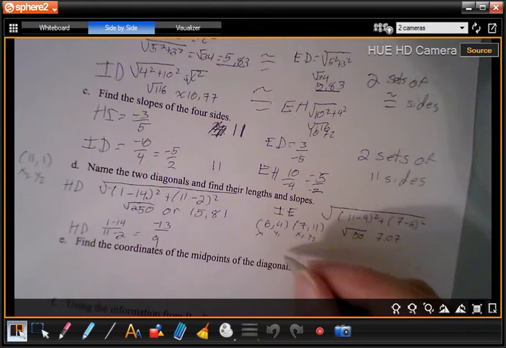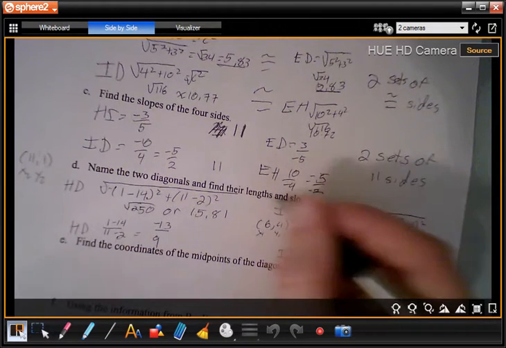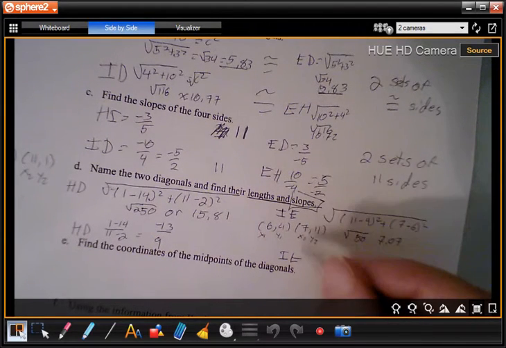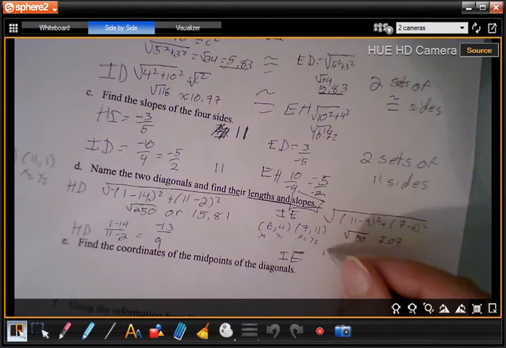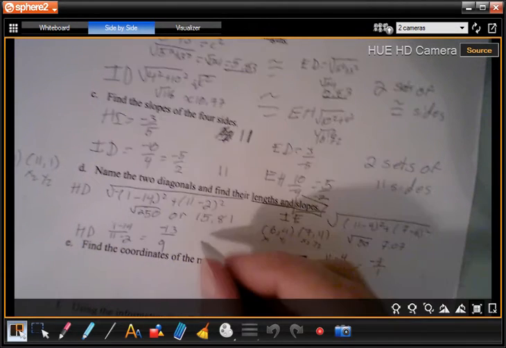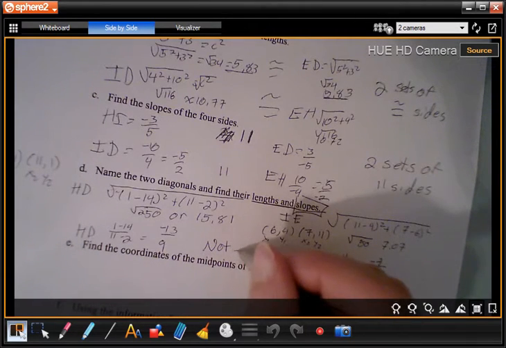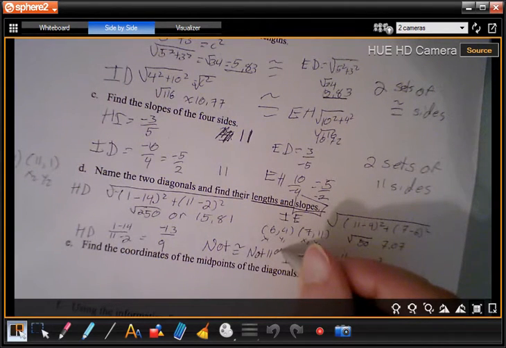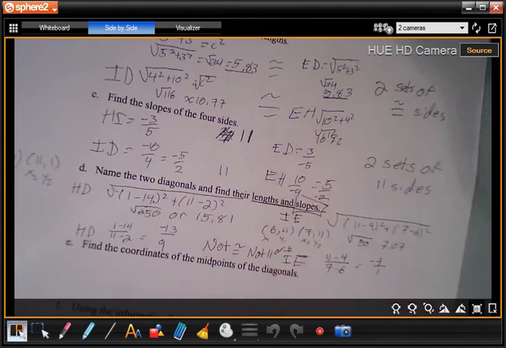And then we're going to find the slopes of them, because that's what this says here. The lengths, which is the distance, slopes, which is slopes. So we're going to go 11 minus 4 over 7 minus 6. And we get negative 7 over 1. So these are not congruent, not parallel, or perpendicular. They are neither of those things, nothing.